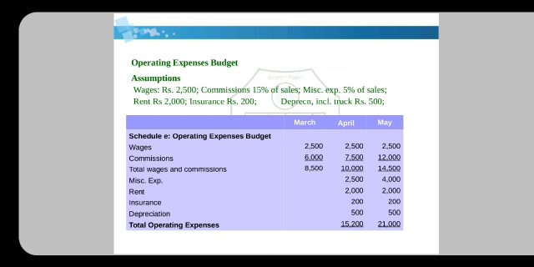So the total operating expense of April and May is 2,500 plus 7,500 plus 10,000 plus 2,500 plus 2,000 plus 200 plus 500 equals 15,200 for April, and for May it is 2,500 plus 12,000 plus 14,500 plus 4,000 plus 2,000 plus 200 plus 500 equals 21,000.